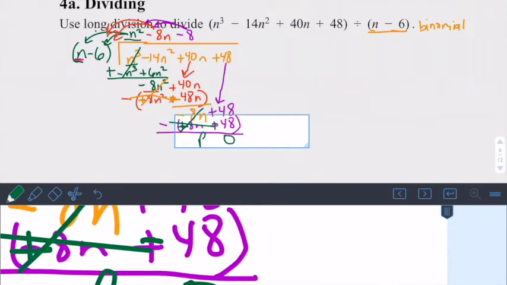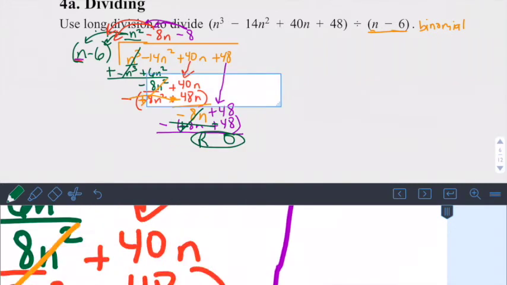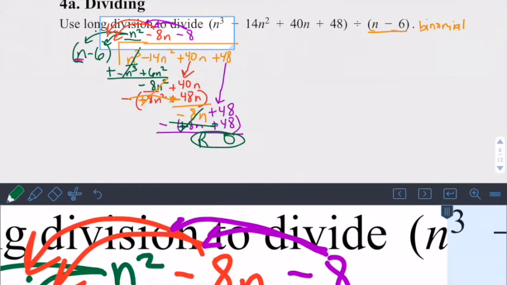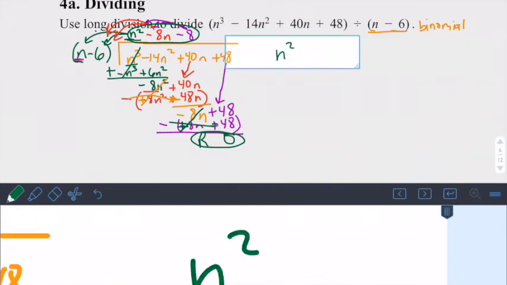So we have a remainder of 0, so this division worked out well. So our solution is this: n squared minus 8n minus 8.